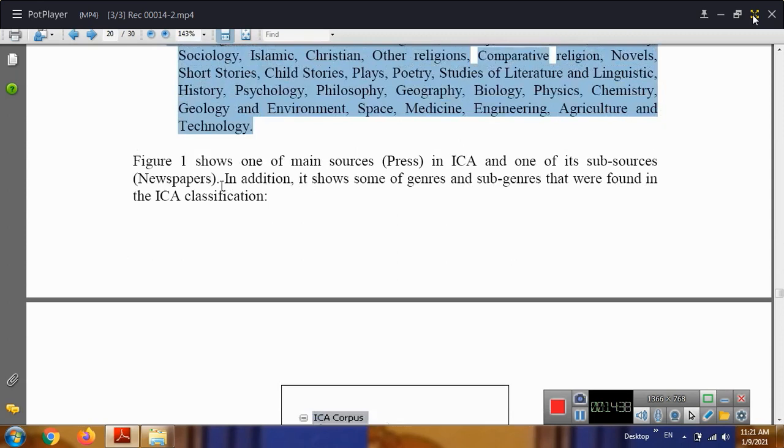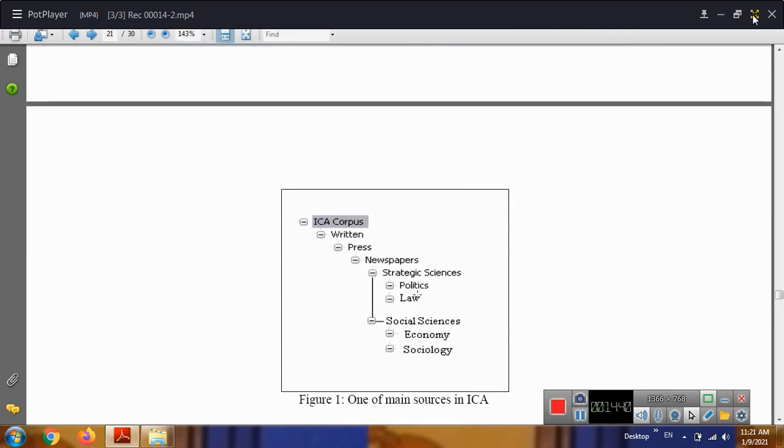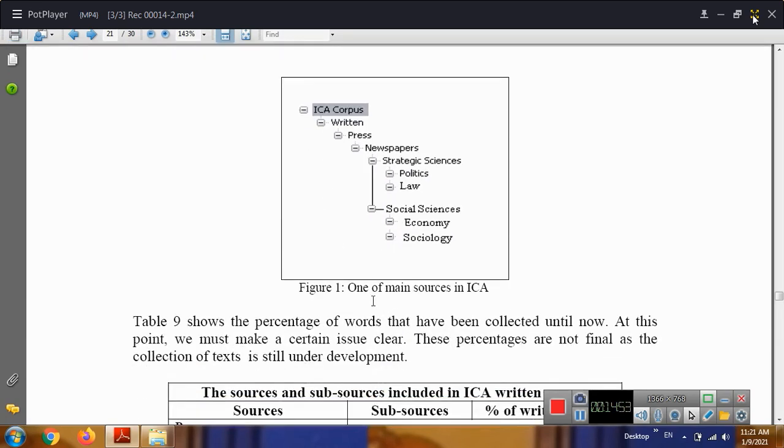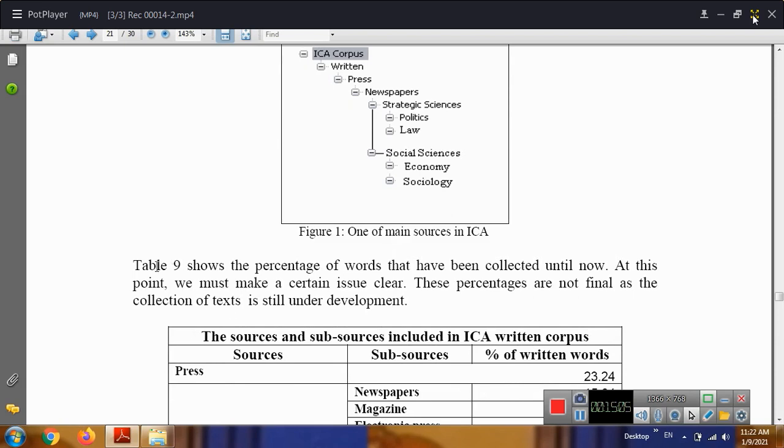Figure 1 shows one of the main sources, press, in the ICA and one of its subsources, newspaper. In addition, it shows some of the genres and subgenres that were found in the ICA classification. Okay, one of the main sources of the ICA. ICA Corpus, you can see written, press, newspaper, strategic science, political law, social science, economic and sociology.